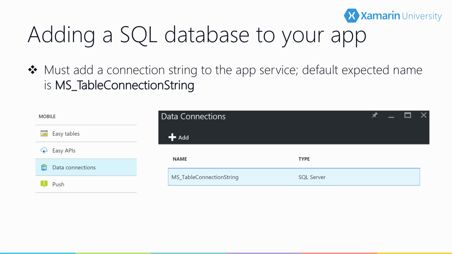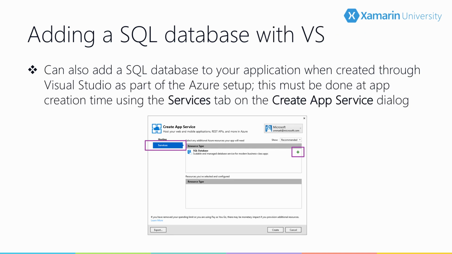One really great feature is that you can define the data connections as properties of a deployment slot. And that means that you can have your beta site using one database and the production site tied to a different database.